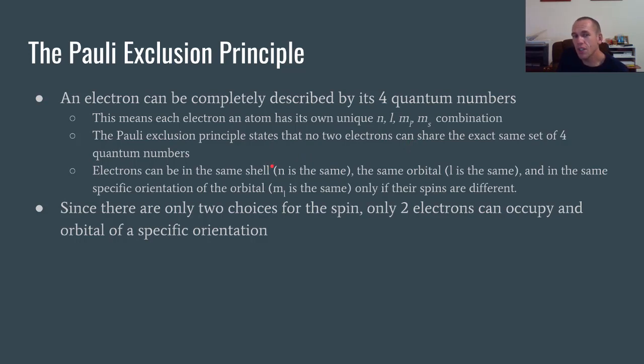And what that means is we know that there's only allowed to be 2 electrons in the same orbital, because if they're in the same shell, in the same orbital, and have the same orientation, that's the first 3 numbers the same. In order for their last number to be different, there's only 2 choices, so there can only be 2 electrons. Okay, so only 2 electrons can occupy any specific orbital. Like the p orbitals, there's 3 of them. Those 3 orbitals can hold 6 electrons, but the s orbital is just a single sphere. It can only hold 2 electrons.